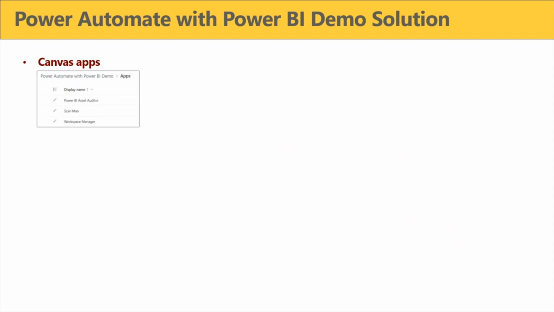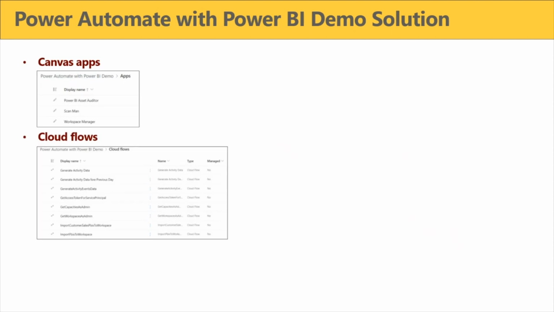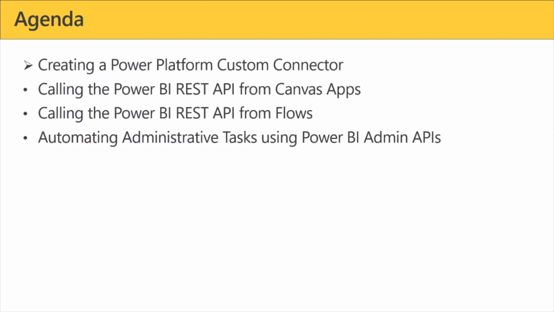And so within the solution, we're going to look at 3 different Canvas apps as we go through today. We're going to look at several different cloud flows, some which call the Power BI REST API as a user, some which call the Power BI REST API as a service principal. So we're going to get into learning how to do both. And then also, it has 2 different custom connectors. So custom connectors is a big part of what we're going to talk about. Okay, so that takes us to the end of the intro.